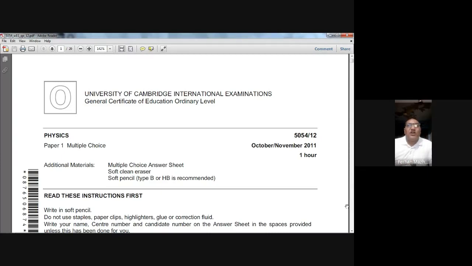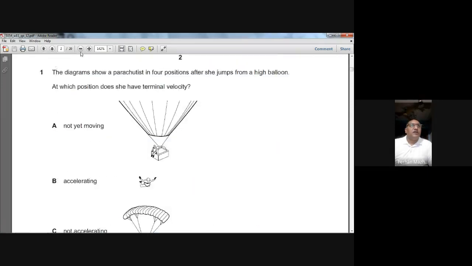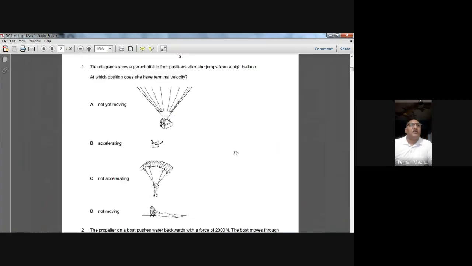Today we are going to solve the October-November 2011 paper 1-2. It's an MCQ paper. The course is Physics 5054. On your screen, we are bringing in the question number. Question number one, let me reduce the size so you can see all the options.